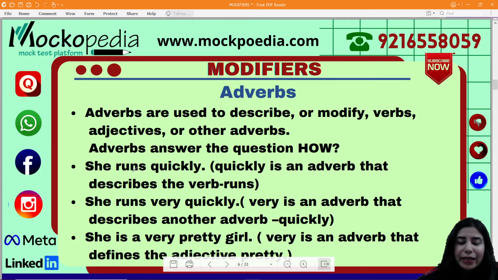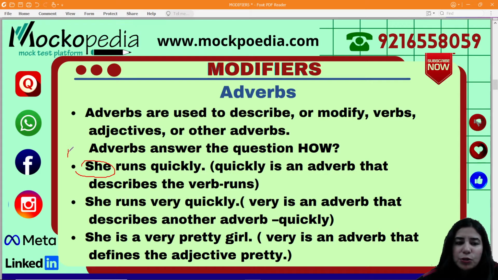She runs quickly. In this case she is the pronoun, or you can also say this is a subject. So the pronoun is acting as the subject in the statement, right? I hope there is no doubt here. And runs is the action word, so this is the verb here, right? Now, quickly is an adverb. Quickly is an adverb that is explaining the action. So here, quickly is an adverb that describes the verb.